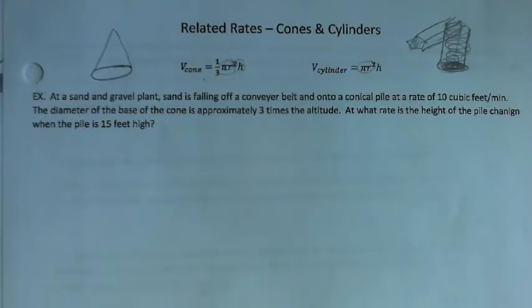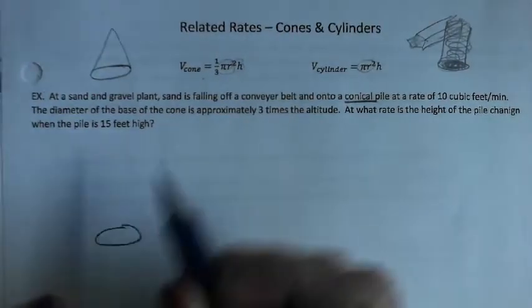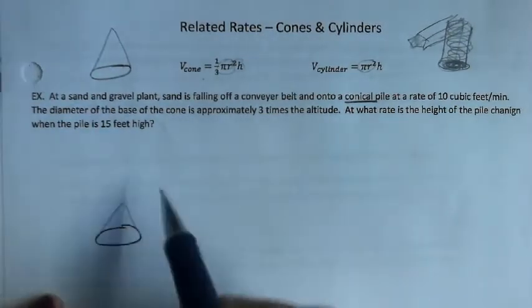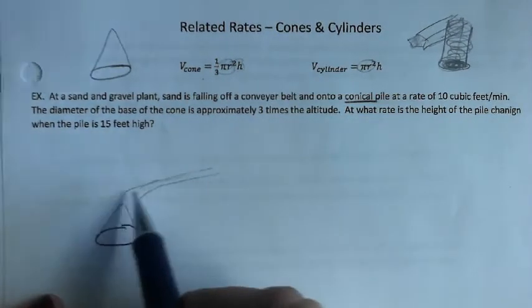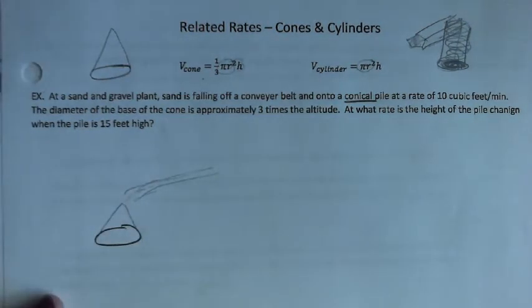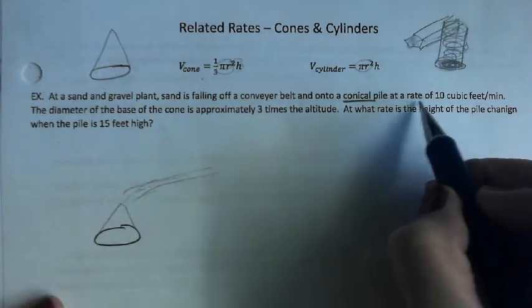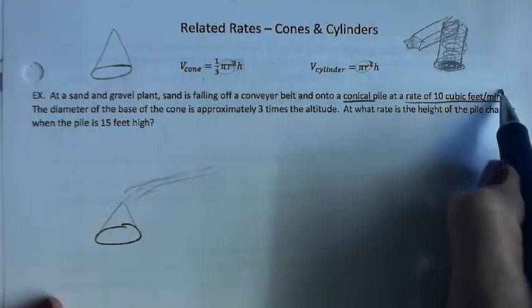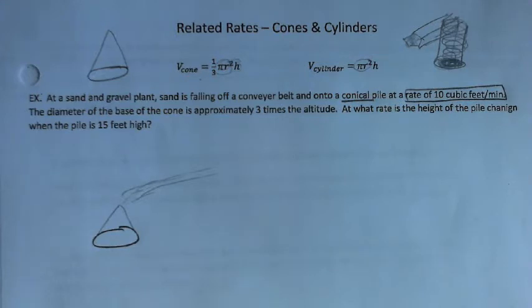So, okay, here we go. The related rate part. At a sand and gravel plant, sand is falling off a conveyor belt onto a conical pile. That just means cone. So here is the pile of sand. Here's your conveyor belt. I don't know how detailed. And the sand is dropping onto it, and it's happening at a rate of 10 cubic feet per minute. So you've got to know what rate that is. dV/dt. Volume. Yes.